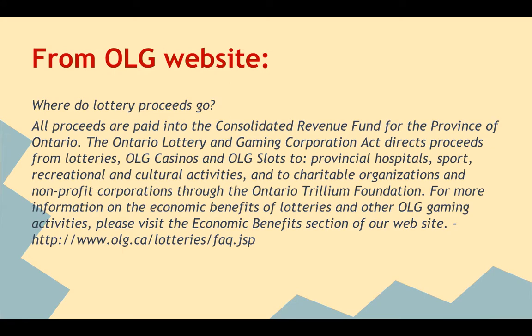And so the first thing we want to talk about though is, when you put money into a lottery or a casino, where does that money actually go? And so this is right from their website. It's provincial hospitals, sport, recreational, cultural activities. So it does a whole bunch of important things, but you start to realize that these are the kind of things that taxes pay for.